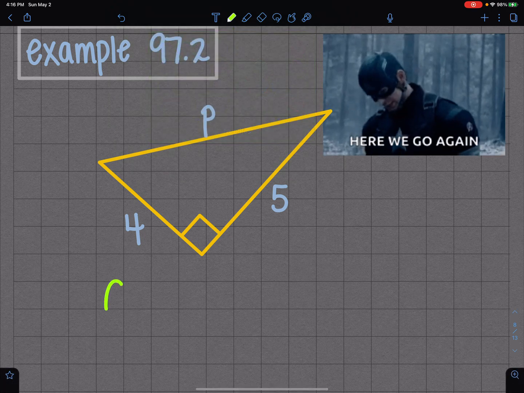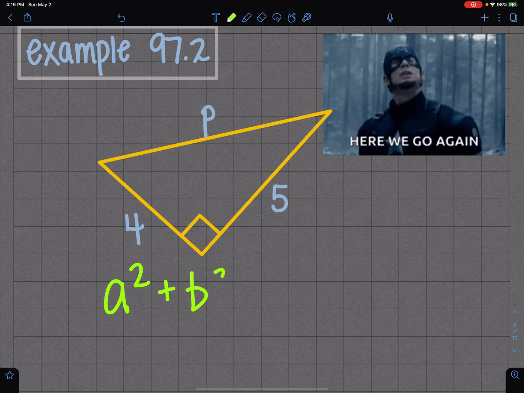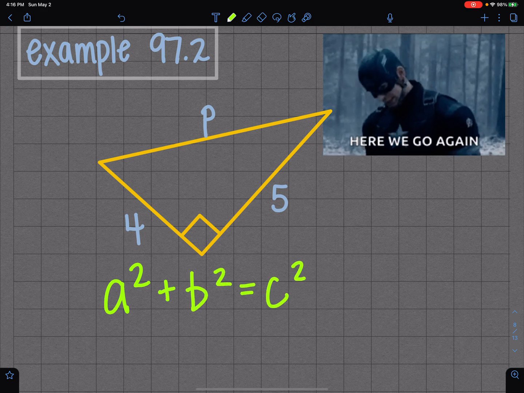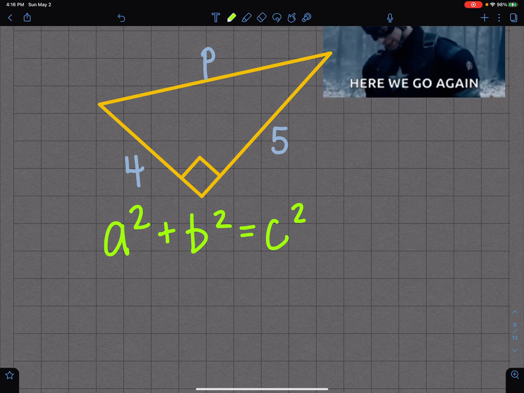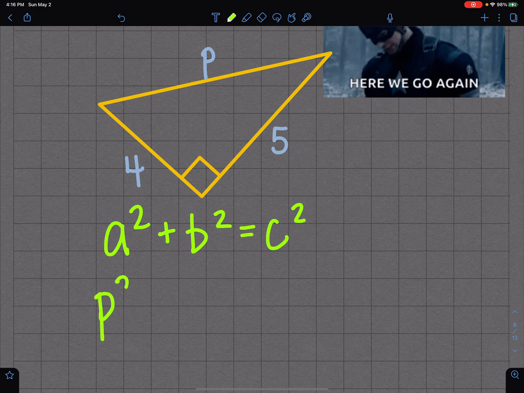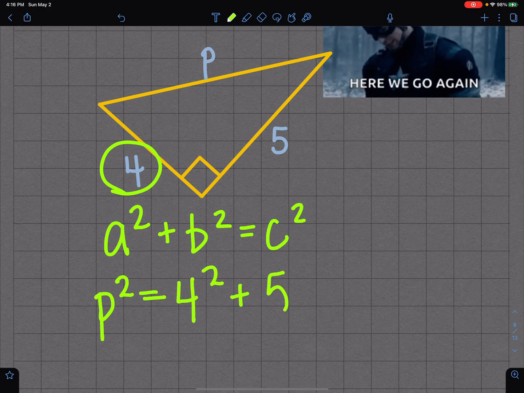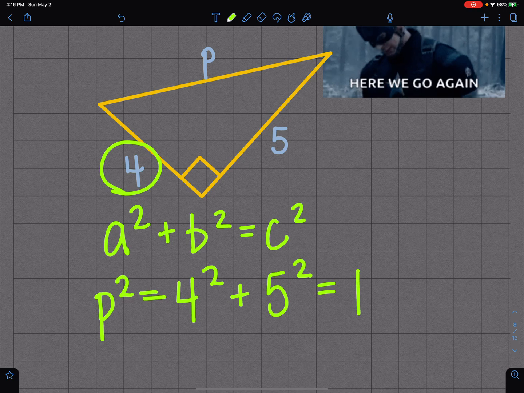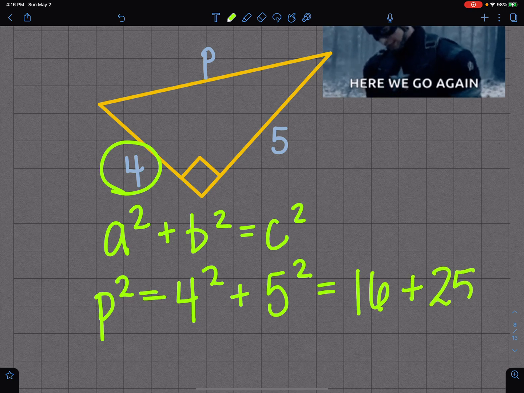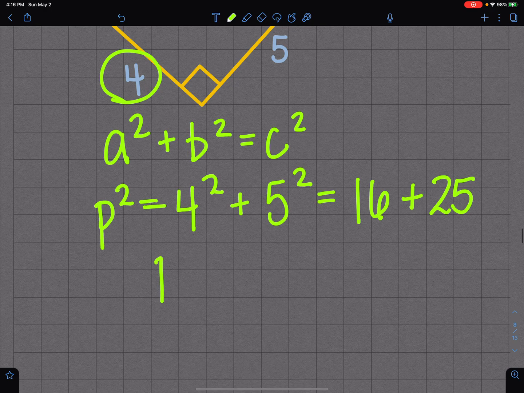I always write the theorem first. This is how you show your work. Your teachers next year are going to love you if you do this every time. Now we're going to simplify. The P goes here, right? Okay. So I'm going to say P squared is equal to A squared. So I'm going to say A is 4. 4 squared plus 5 squared. And that's equal to 16 plus 25. So P squared is equal to 41.